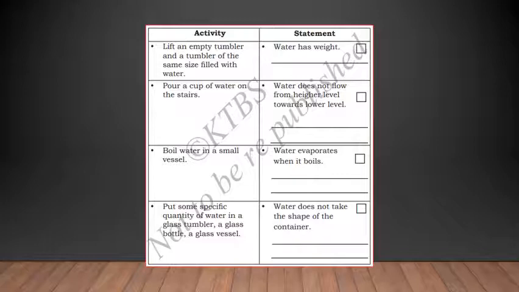Second activity: pour a cup of water on the stairs. Water does not flow from a higher level towards a lower level. You will cross this, because water always flows from the higher level to the lower level. The sentence you will write is: water flows from a higher level towards a lower level. You will not write "does not." Okay. Did you write?